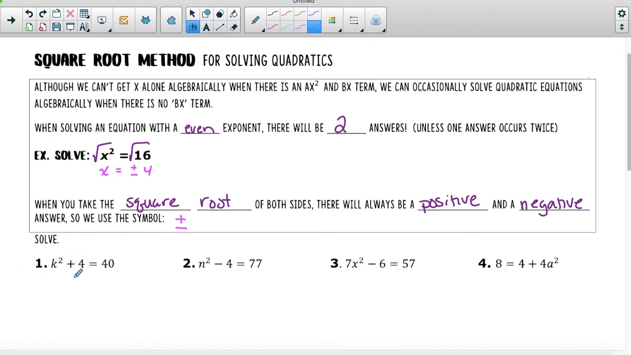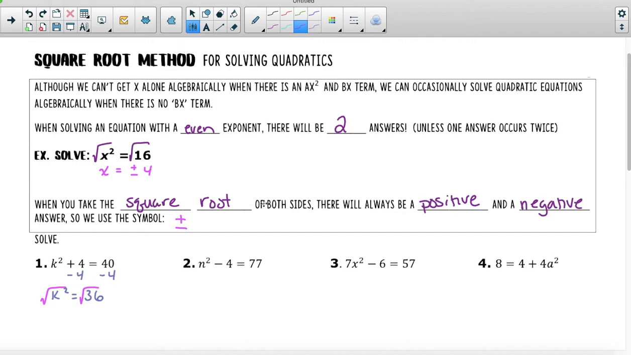By SADMAP, we're going to add and subtract first. We're going to subtract the 4 away from this side. So we'll have k squared is equal to 40 minus 4 is 36. Now we have the exponent, because there's nothing multiplied or divided. We have to get the exponent away by doing the root. So this is a squared, so we'll do the square root.